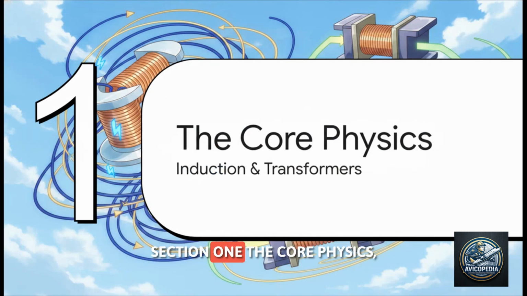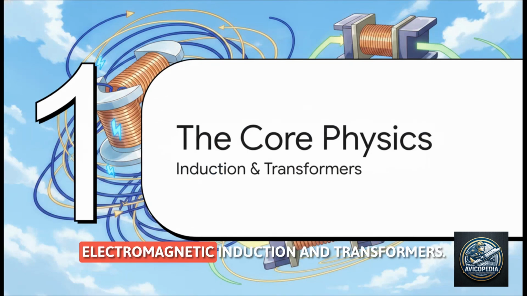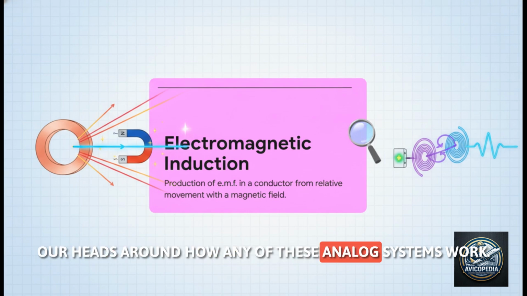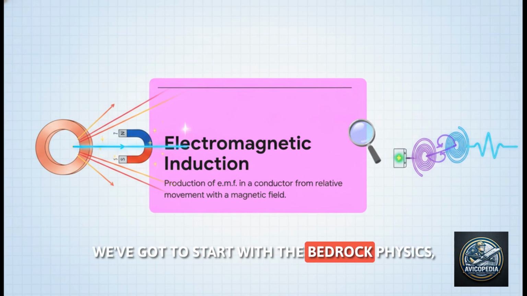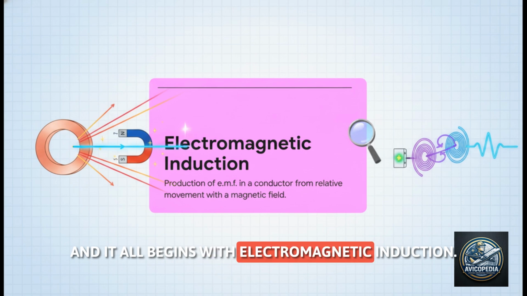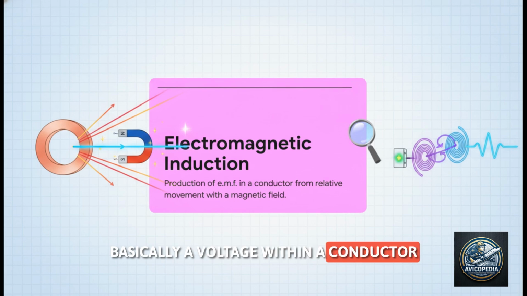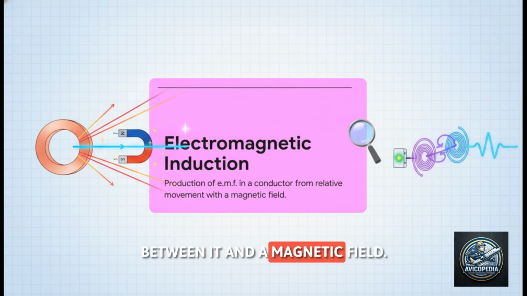Okay, Section 1. The core physics, electromagnetic induction and transformers. Okay, let's dive into this. To really wrap our heads around how any of these analog systems work, we've got to start with the bedrock physics. And it all begins with electromagnetic induction. Simply put, this is the production of an electromotive force, basically a voltage, within a conductor whenever there's relative movement between it and a magnetic field.